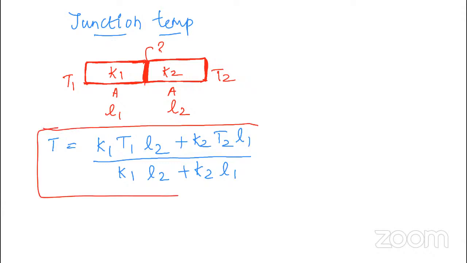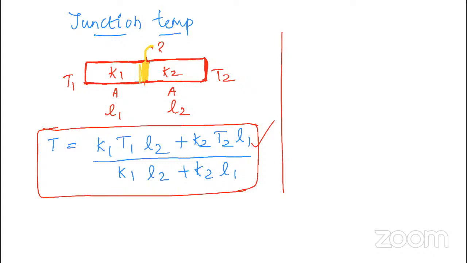Two conductors, if you combine them together, form a junction. So this is the junction area. When they combine there should be a change in temperature, so automatically the temperature varies. But when it varies, we have to calculate what temperature there will be at that particular junction. For that we use this formula.